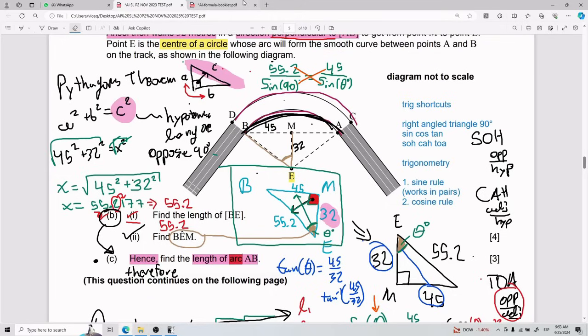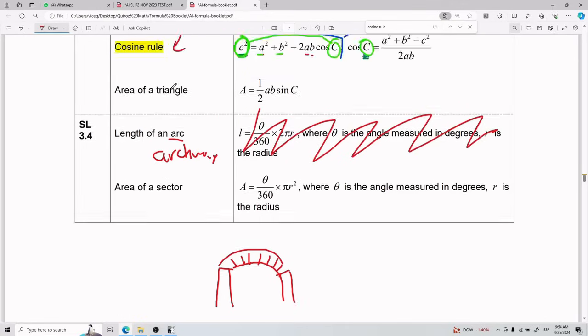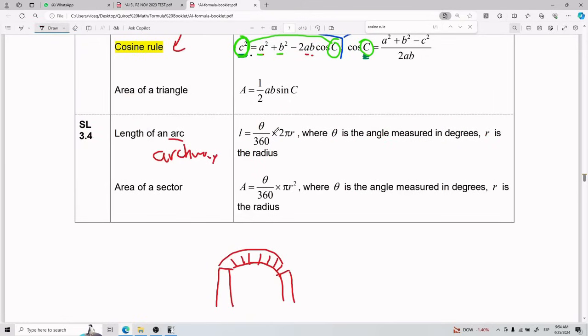This is why the formula booklet exists. You read the word arc, you jump over here, and you say, yeah, I know there's a formula for length of the arc. Maybe I forgot how it was. You're not supposed to know it by memory, but you are supposed to identify arc equals formula booklet equals find it. And so you find it, and you stare at it, and it says length equals theta divided by 360 times 2 pi r. What the heck is theta? What the heck is r? What the heck is pi?